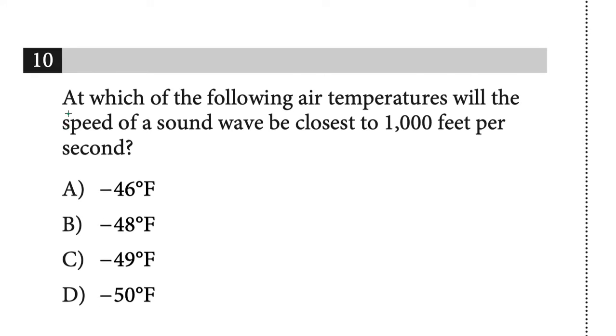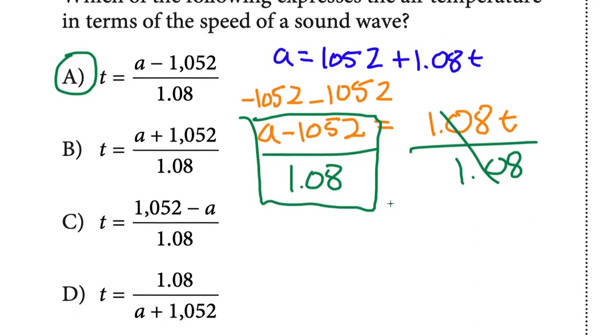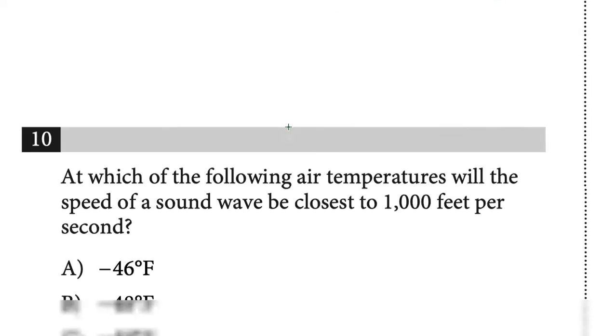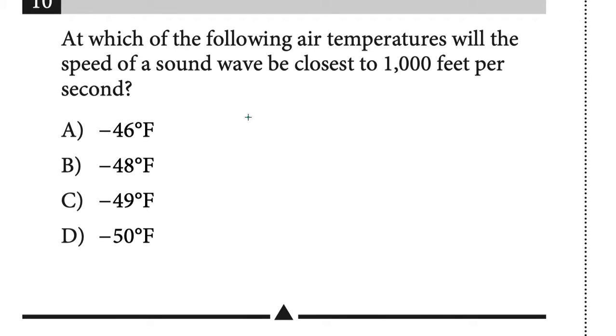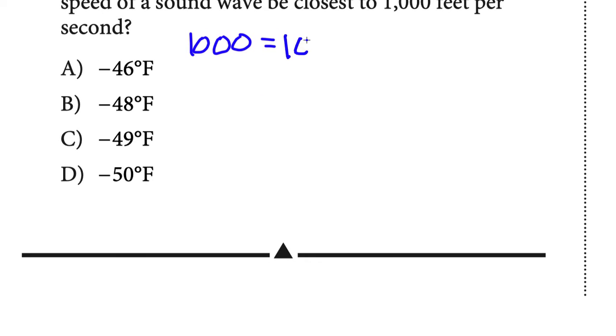Quiet raised hand. 1,000 feet per second. Am I plugging that into A, which is speed, or T, which is temperature? This is saying 1,000 feet per second. Speed, yeah. That sounds like speed, right? So instead of A, I'm going to write 1,000 is equal to the rest of the equation, which is 1052 plus 1.08 t.